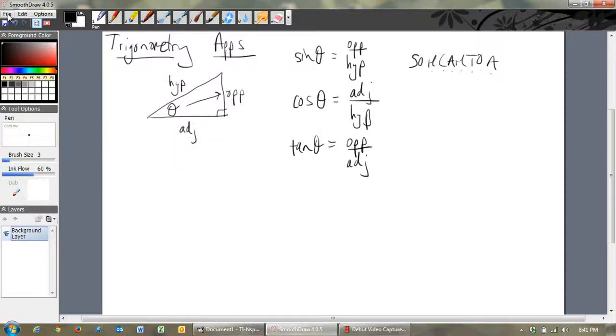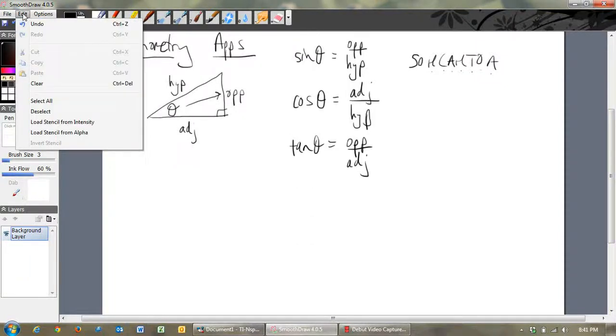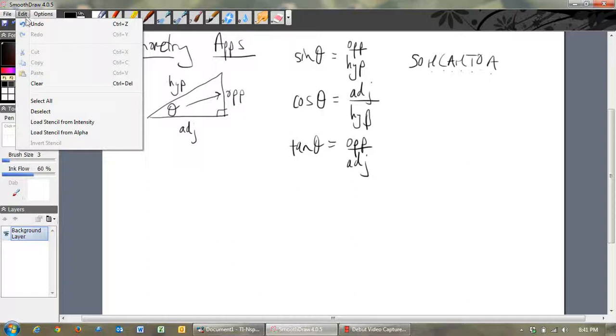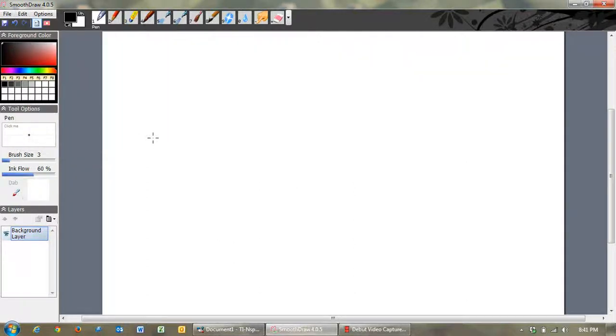And I've forgotten how to do a new page. You want to clear the page, but I thought there was a thing. Anyway, I'll just control delete. There we go. Control delete it is.